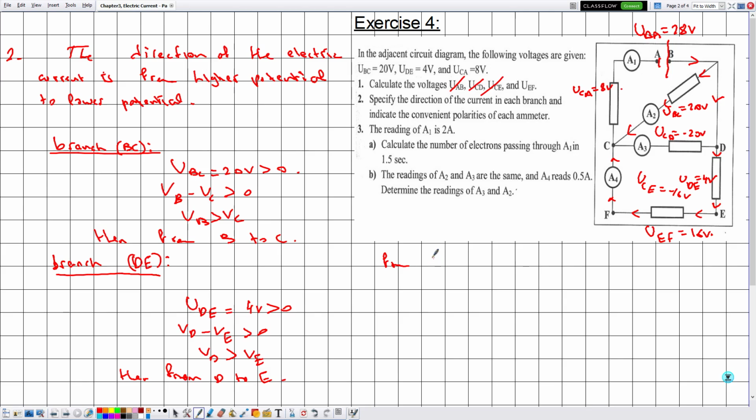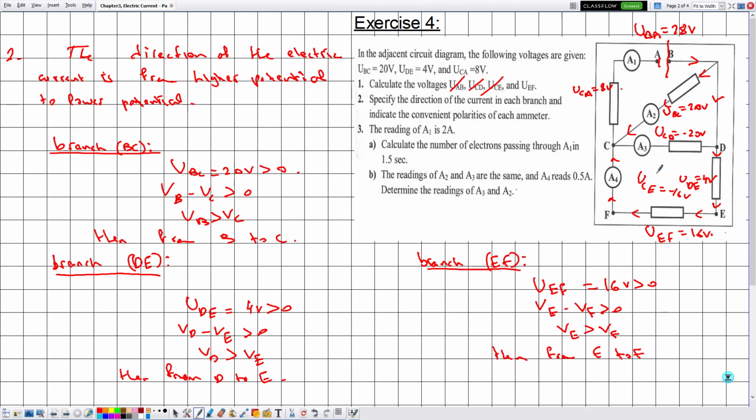From E to F, sorry, branch EF, we have that UEF is equal to 16 volts, which is positive, which means that VE minus VF is positive, which means that VE is greater than VF. Then from E to F.